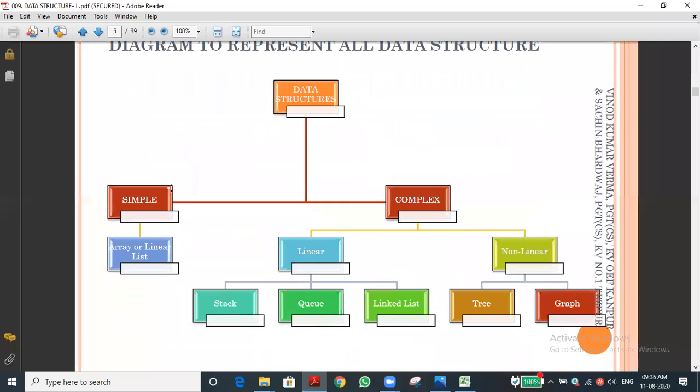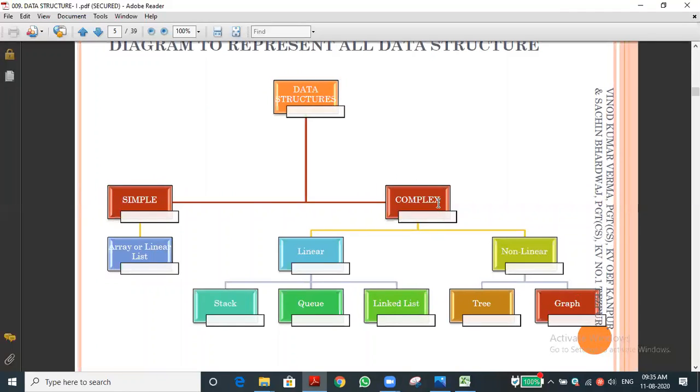Data structure: simple, complex. What is another name for simple? Primitive. And complex means non-primitive. Okay, in the simple, array or linear list, what data are involved? The data may be integer, float, boolean values. These all come under the simple, that is, primitive data structure.